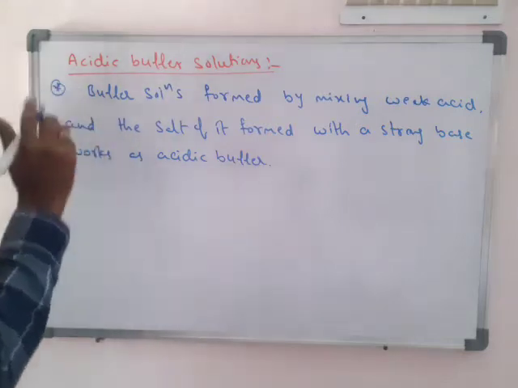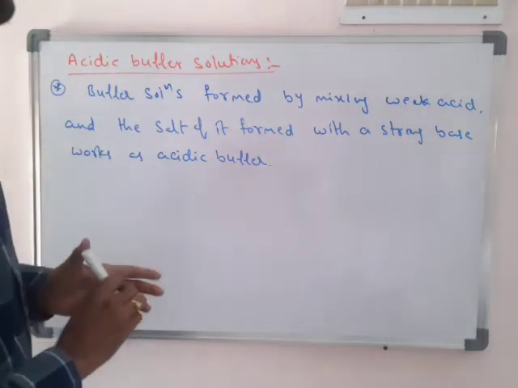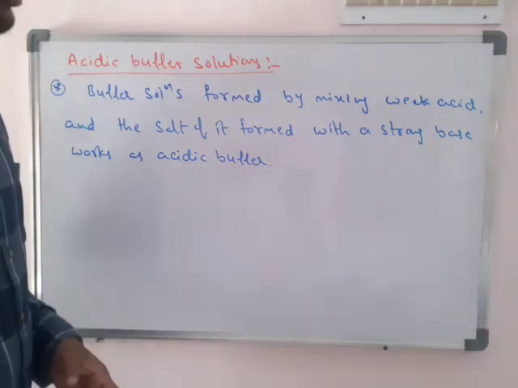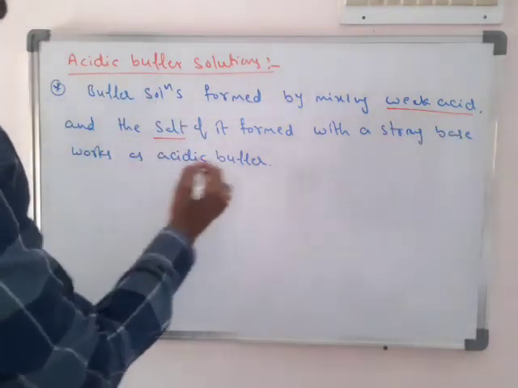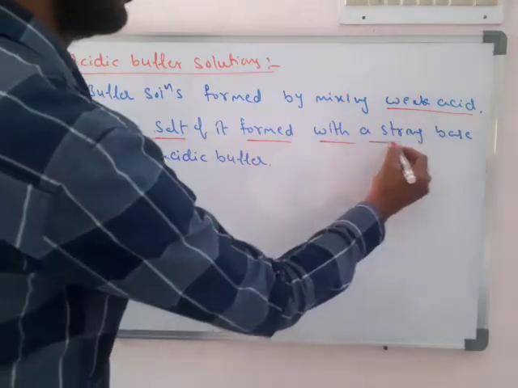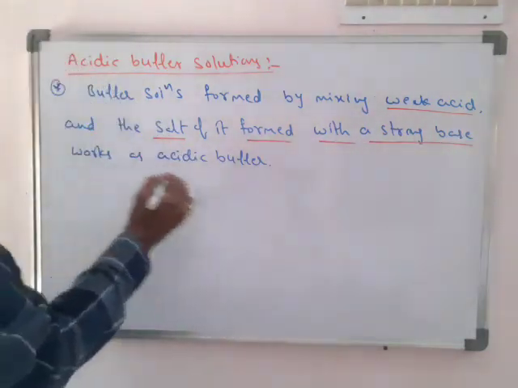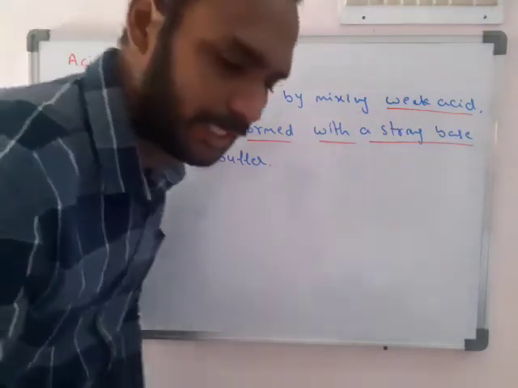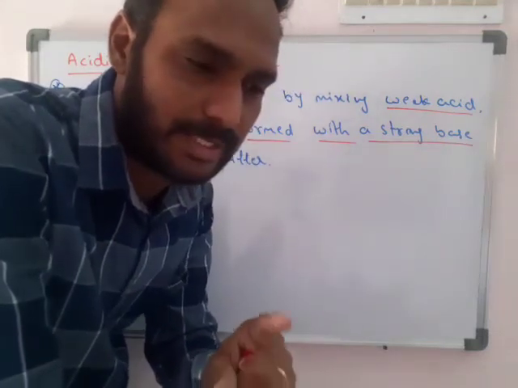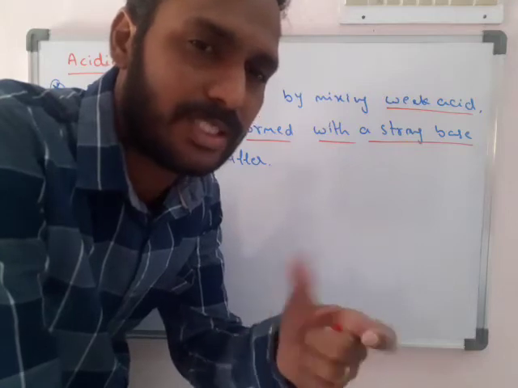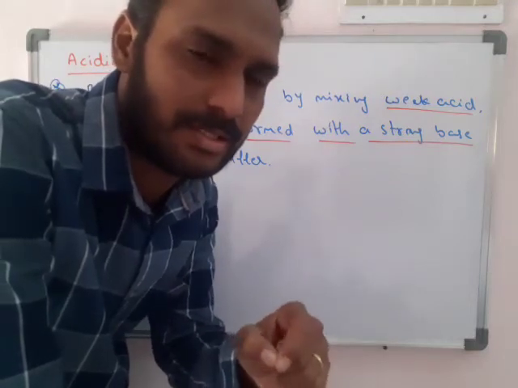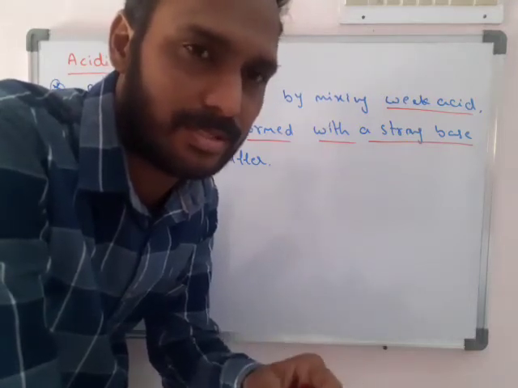Here see, the buffer solution formed by mixing a weak acid and the salt formed with a strong base works as an acidic buffer. So here, it is important that it has two components: a weak acid and also a salt formed by it with a strong base. We know that generally salts are formed in acid base reactions.